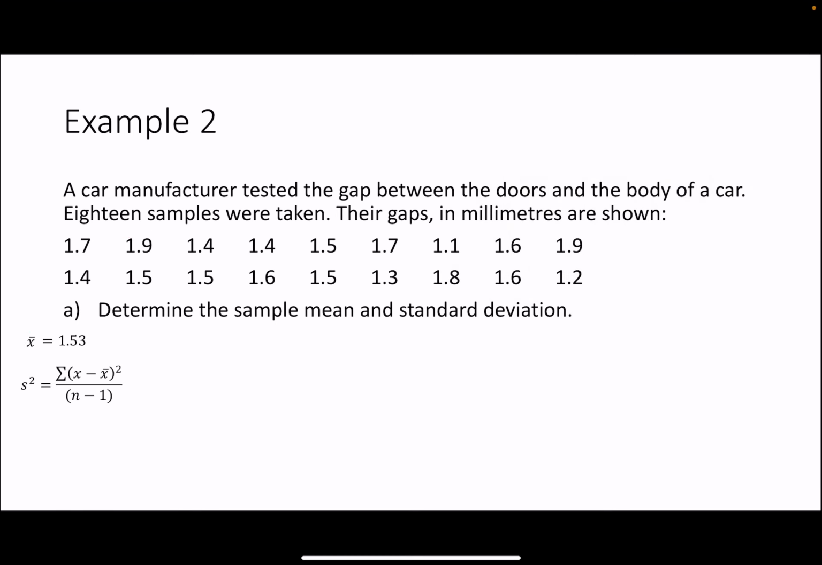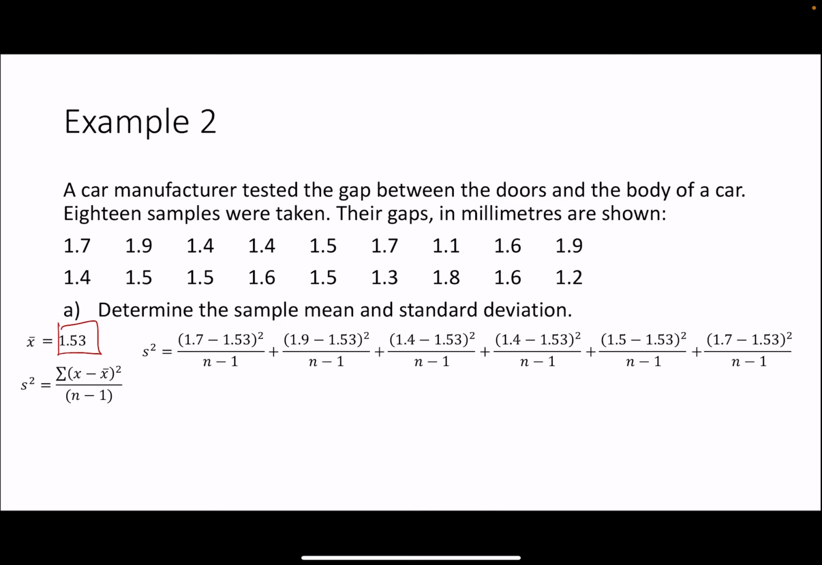Okay, so now that we have the mean, we have to calculate our standard deviation. So we take each point: 1.7, 1.9, 1.4, 1.4 again, 1.5, 1.7, etc. Subtract the mean from that, square it, and divide by n minus 1.